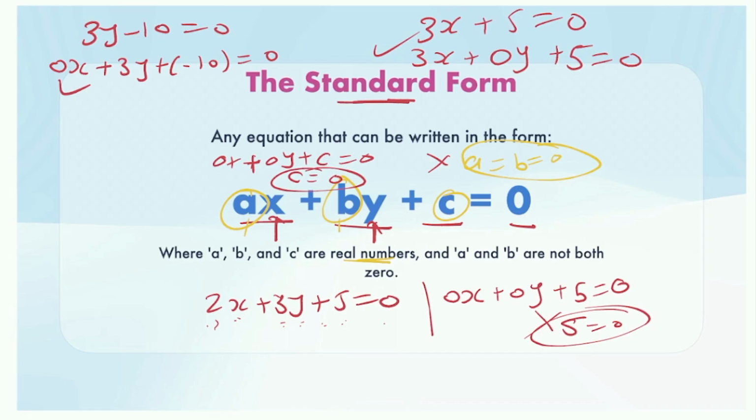So you have to remember that this is the standard form of a linear equation in two variables. In the standard form, a and b should not both be equal to 0 at the same time. If a is equal to 0, then b must not equal 0, and if b is equal to 0, then a must not equal 0. a, b, and c are real numbers, right? So this is the standard form.